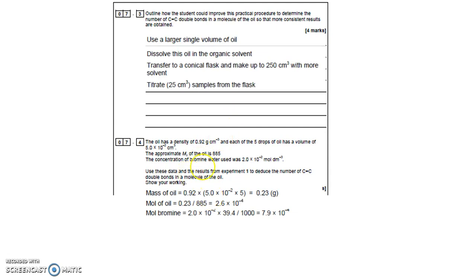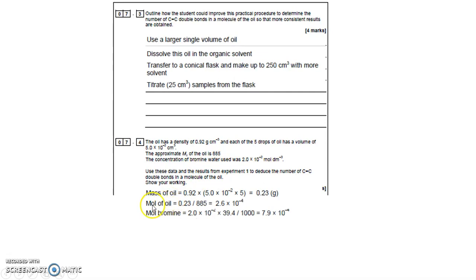So, 0.0394 times 2 times 10 to the minus 2 will give me 7.9 times 10 to the minus 4. I now know the moles of bromine water. So by looking at the information I've been given, it's led me through the question, and I've got 3 marks already out of the 5. Use this data to determine the number of carbon-to-carbon double bonds.